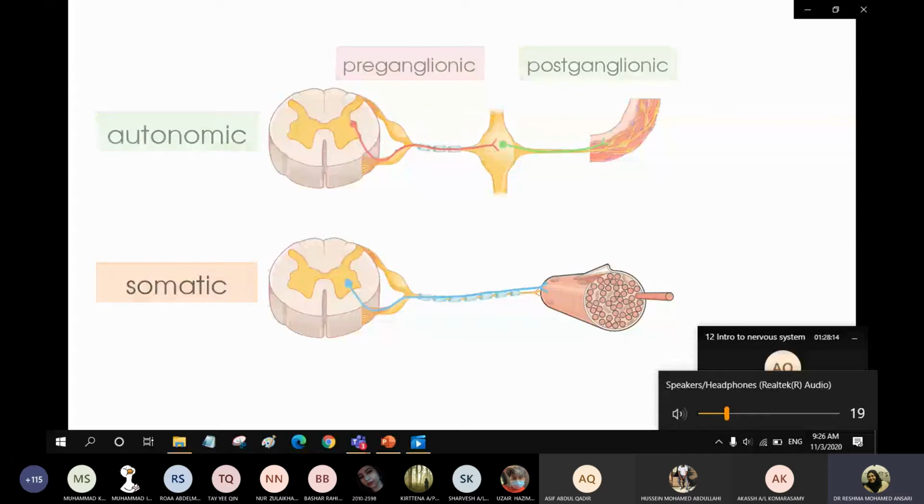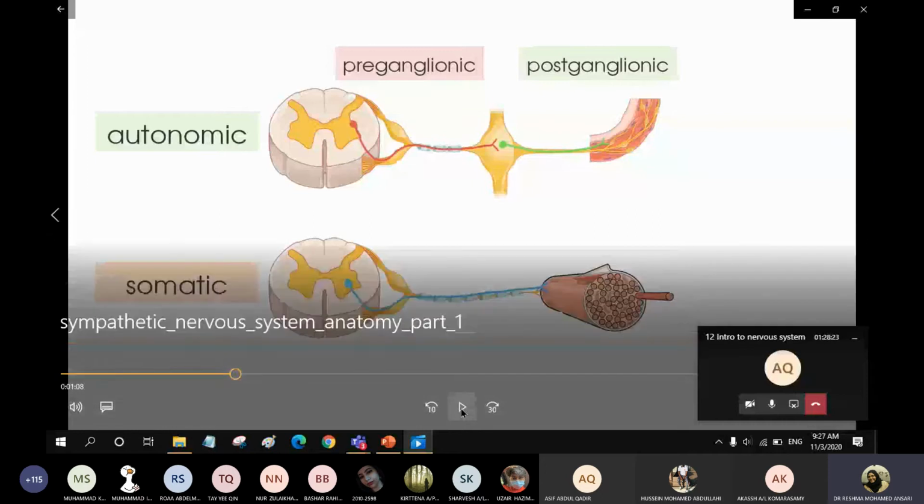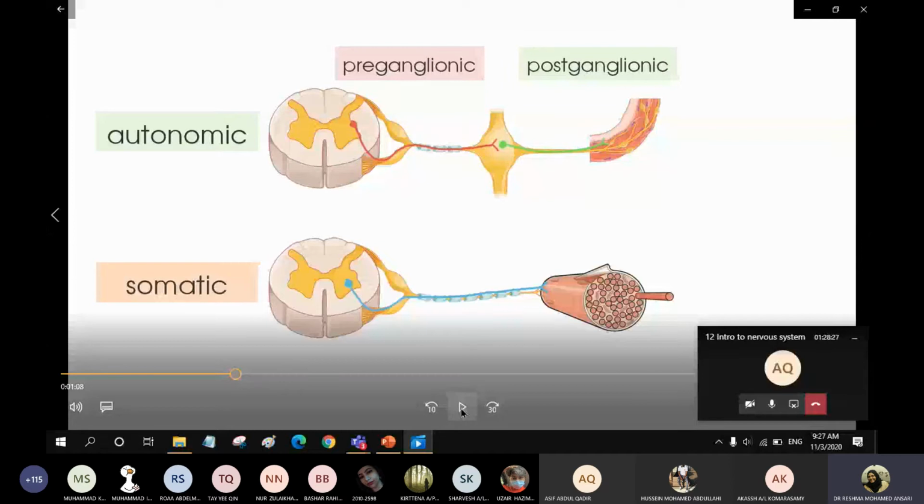So go up higher. If you see here, the pink colored fibers before they enter the ganglion, we call preganglionic fibers, and the fibers after they leave the ganglion, we call postganglionic fibers. Okay, is it clear? Clear so far? Yes, doctor.